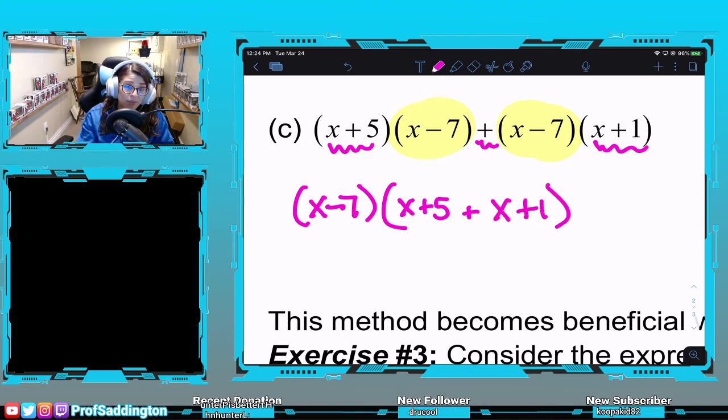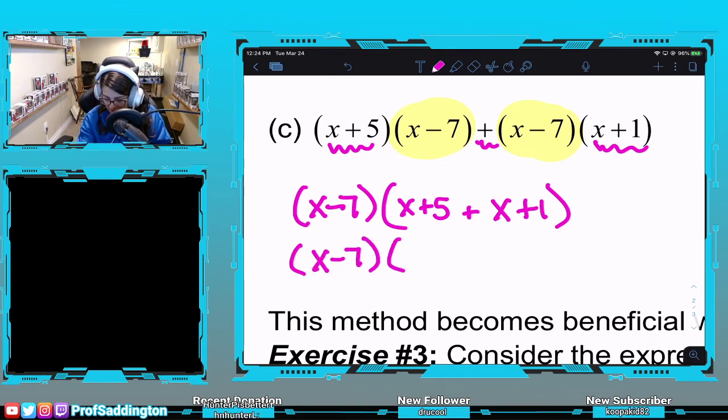Now that's a lot in one bundle, and we see that we have like terms. So we're going to combine those like terms. I'm going to drop down my GCF, which was my x minus 7, that quantity. And then I just combine my like terms. So x plus x is 2x. 5 plus 1 is 6. Bam. Factor by grouping. So exciting.